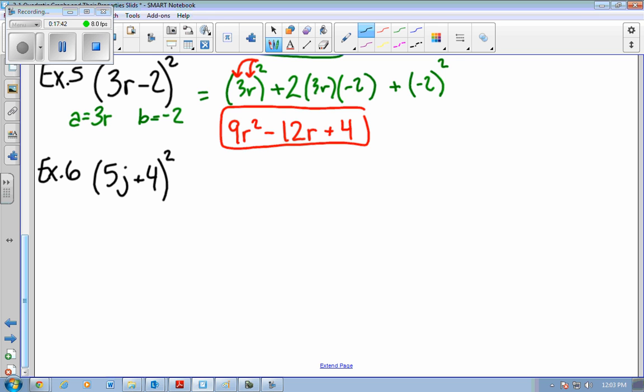You guys can do it. I believe in you. Is that a plus? Plus, yep. First guy squared plus 2 times 1 of each of them plus second guy squared. Make sure you use parentheses around that 5J because there are 2 parts to it.